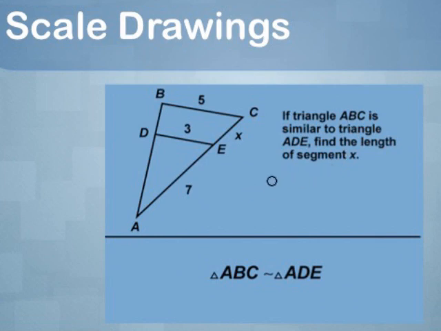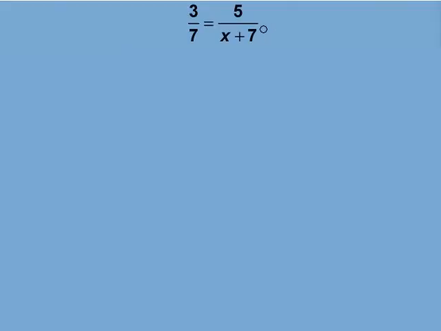We can form a ratio with these sides, whose lengths are 3 and 7, and these sides, whose lengths are 5 and x plus 7. Here is the proportion. The equation is 3/7 equals 5 over x plus 7. We can use this to solve for x. Since the x term is in the denominator, multiply both sides of the equation by the expression x plus 7, like this.